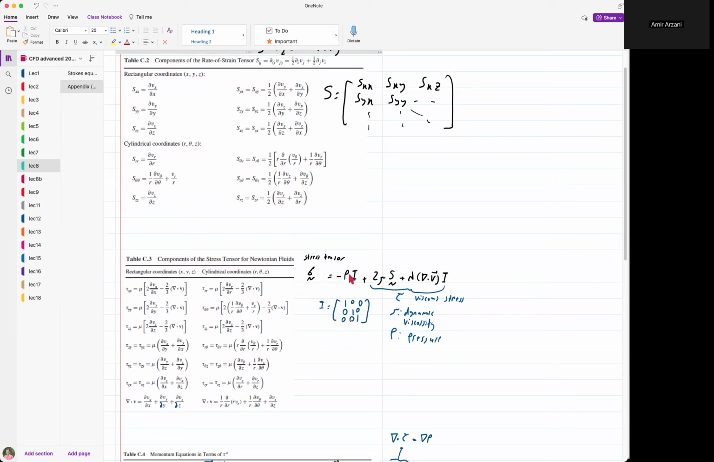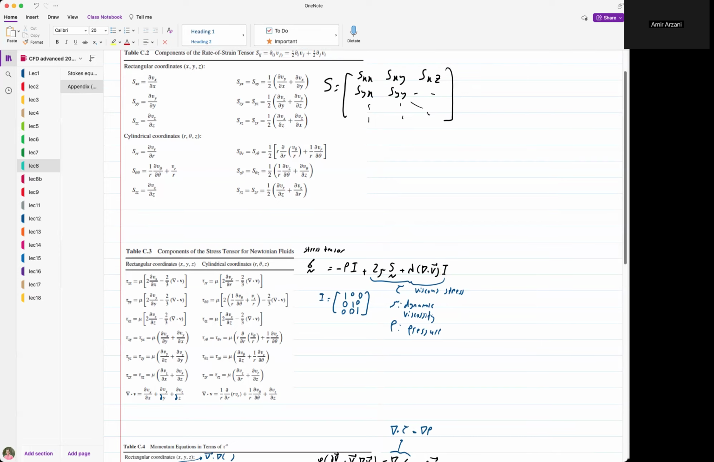And then you have the viscous stress tensor contribution, which for a Newtonian fluid is 2 times mu, the dynamic viscosity, times S, the strain rate tensor. And then you can also have compressibility effects here if your flow is compressible.